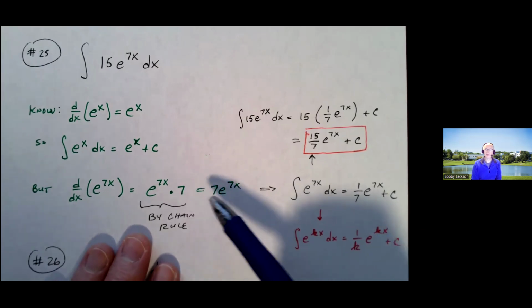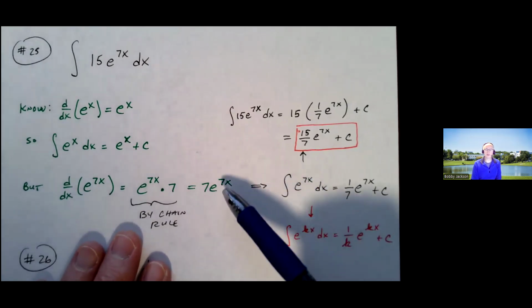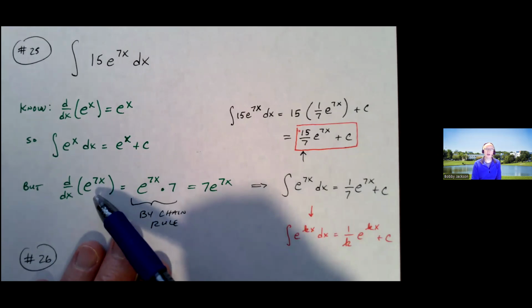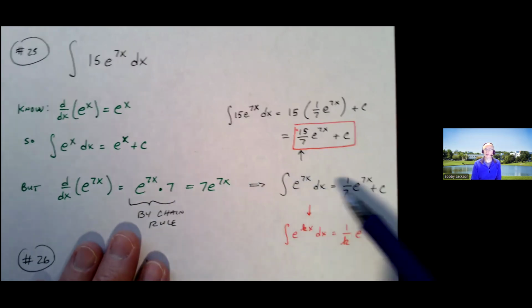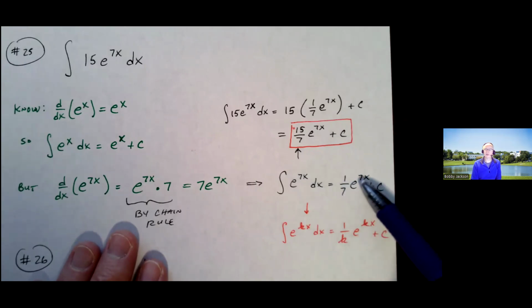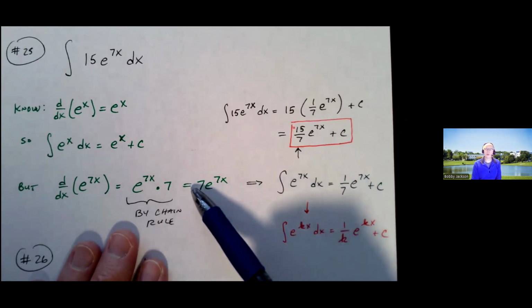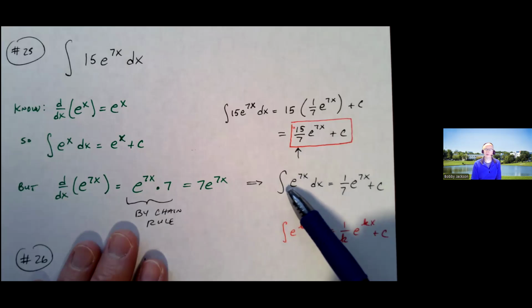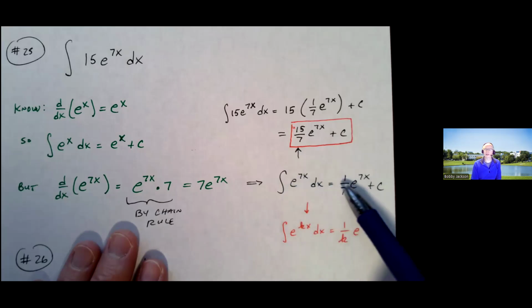So notice the integral of e to the 7x dx just can't be e to the 7x. What do I need to do? I need this 1/7 factor in front. So now when I take the derivative of e to the 7x and get this, the 1/7 times the 7 will give me the coefficient of 1. So this is the antiderivative.